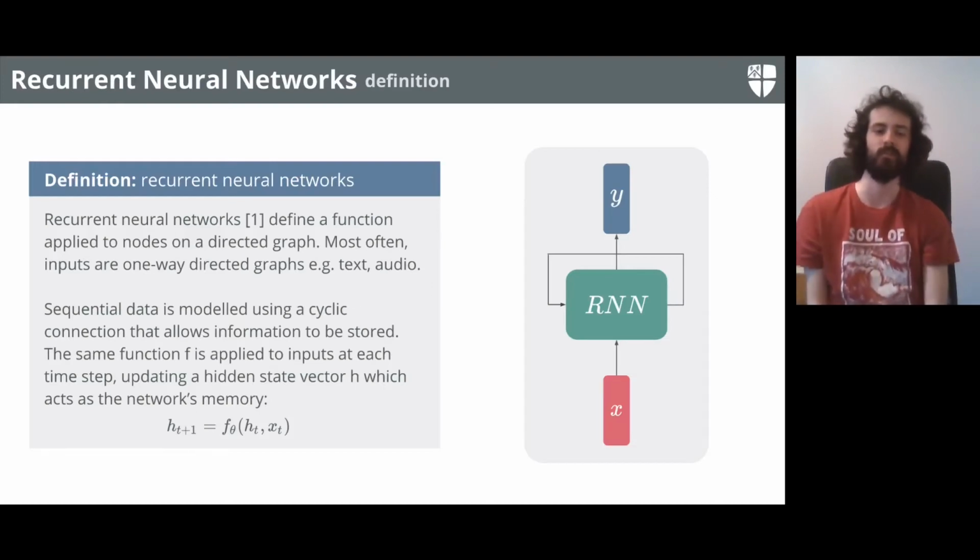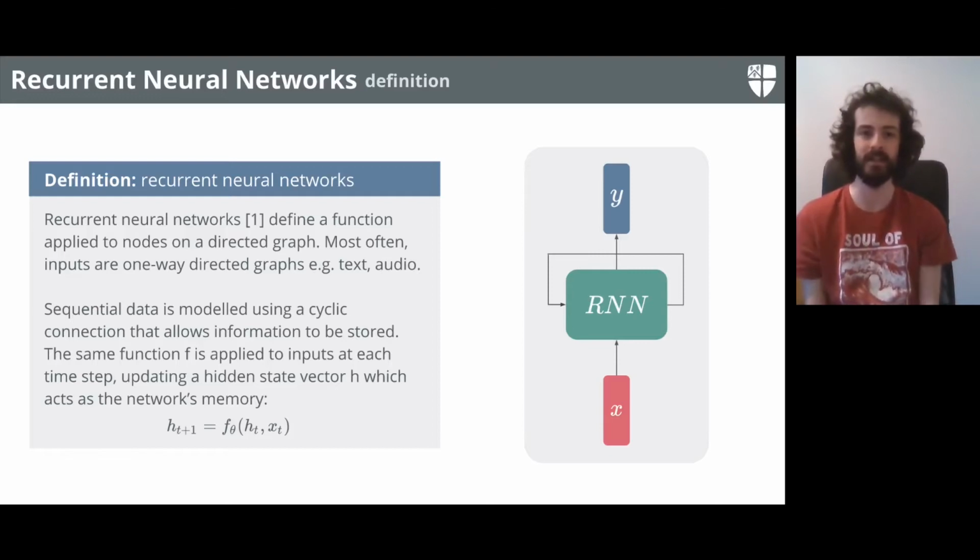So what is a recurrent neural network, or RNN? Well, at a high level, a recurrent neural network is just a function which is applied to nodes on a graph. And you can think about any piece of data as a graph. For instance, an image can be seen as a graph where each pixel is a node and the edges are a relationship between all of these pixels.